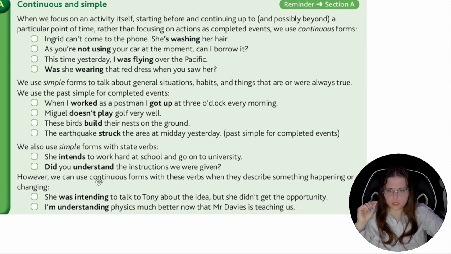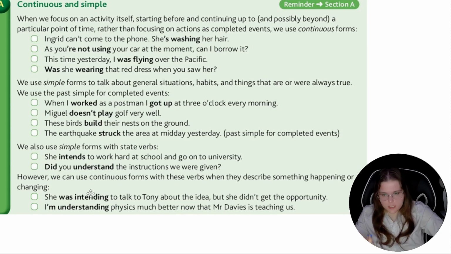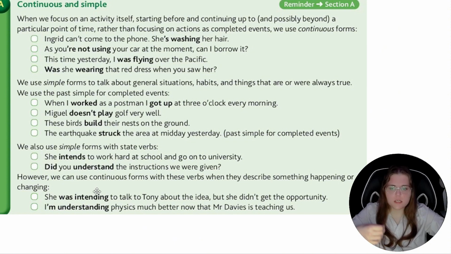However, we use continuous forms with these verbs when they describe something happening or changing. For example, she was intending to talk to Tony about the idea, but she didn't get the opportunity. Here, the process is emphasized, and we have to pay attention to the duration, to the fact that it was very long, and she was intending to talk to him, so it was very long. And here we want our listeners to pay attention to these very carefully.